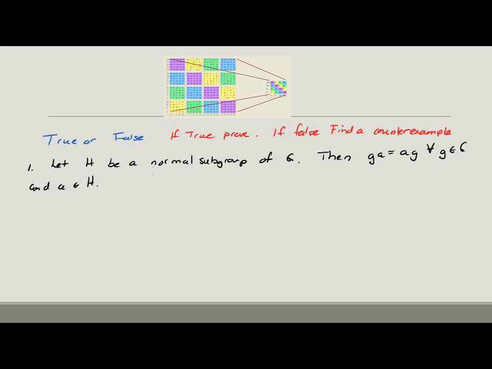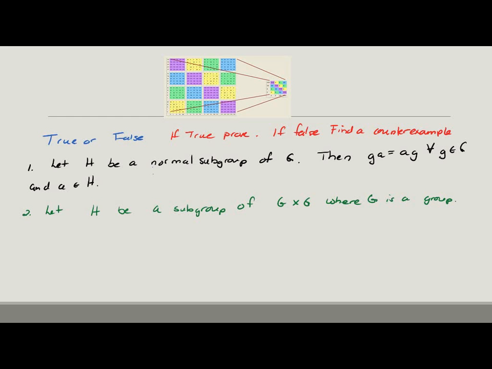Some true or false questions. You don't have to answer them now. I just wanted to give you some of them. Here's one example. If I have a normal subgroup, is it true that gA equals Ag for all g in G and a in H? Play around and figure it out.